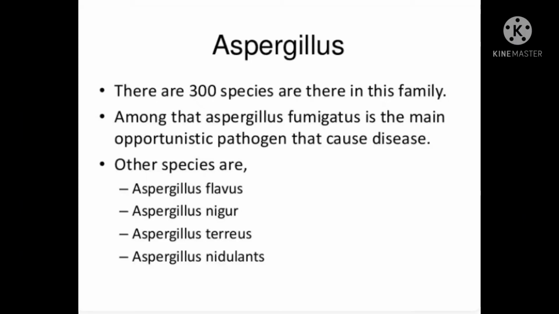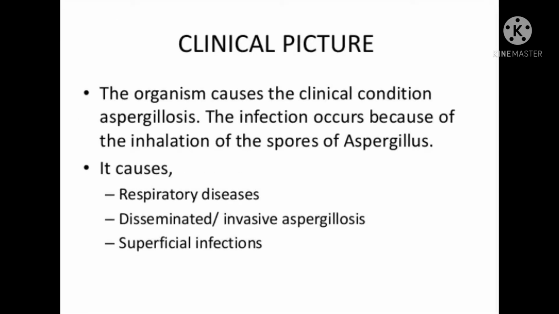First one is Aspergillus. There are more than 300 species in this Aspergillus family. Among those 300 species, Aspergillus fumigatus is the main opportunistic pathogen that causes disease. It includes other species also: Aspergillus flavus, Aspergillus niger, Aspergillus terreus, Aspergillus nidulans. This organism causes the clinical condition aspergillosis. This infection occurs mainly because of the inhalation of the spores of Aspergillus.